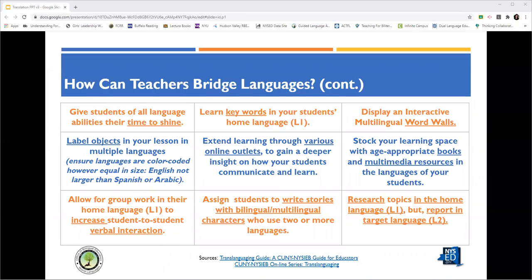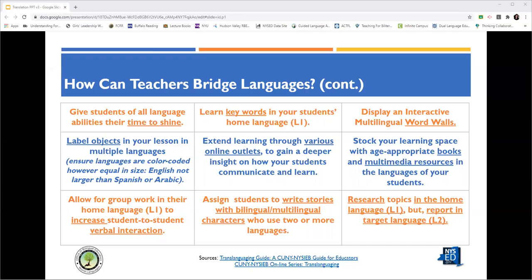Also, some other things you can do are label objects in your classroom in multiple languages. By labeling objects in multiple languages, it allows bilingual students to make connections between their native language and the one they're learning. You want to ensure that you're color coding the languages. However, you want to ensure that the font size is equal in size. You don't want English to be larger than, let's say, Spanish or Arabic. We want students to see both languages as equal. And doing that means that when we label things in different languages side by side, we're color coding them and the languages are the exact same size.